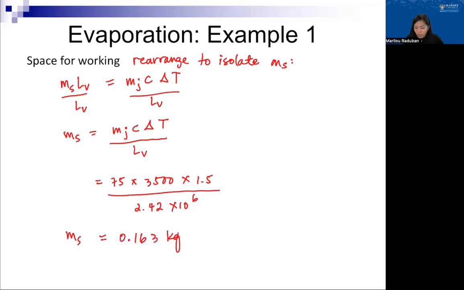Right, are we happy with the solution to this example? Cool. Good. All right.